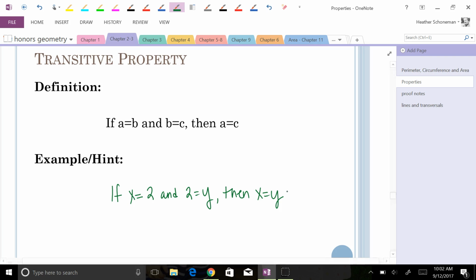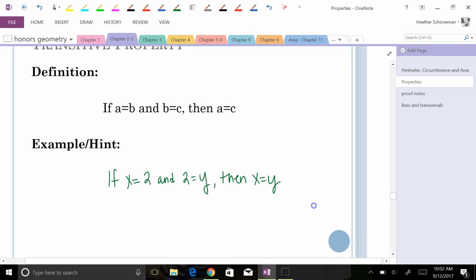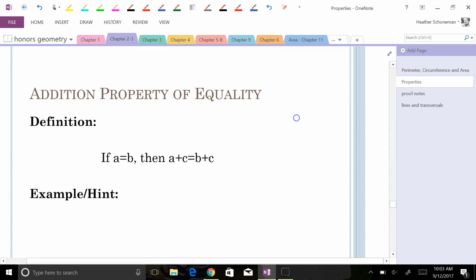That's the transitive property. But the symmetric property involves two things, and it's an if-then statement. The transitive property involves three. Okay, so I'm going to show you some properties. You do not need to write any of this down. Just listen to me and figure out what the properties are.